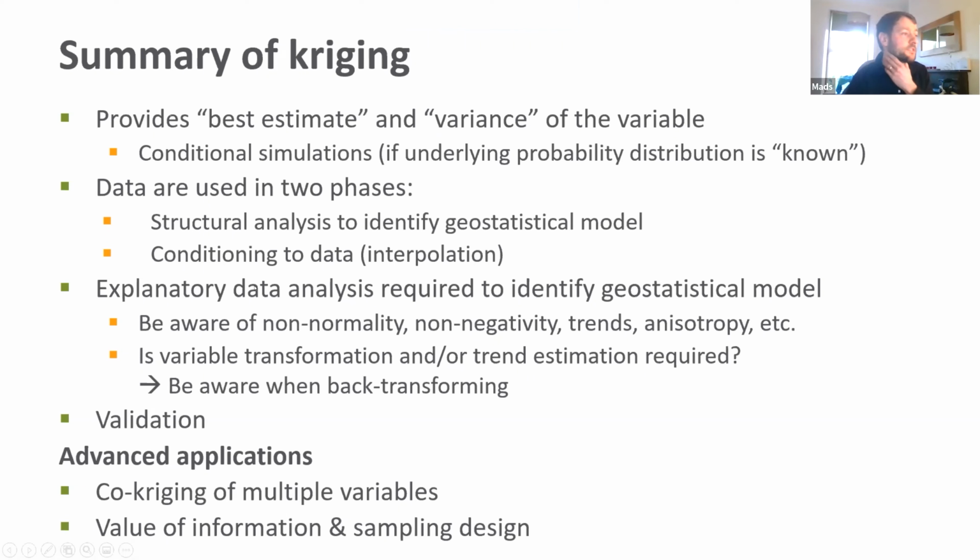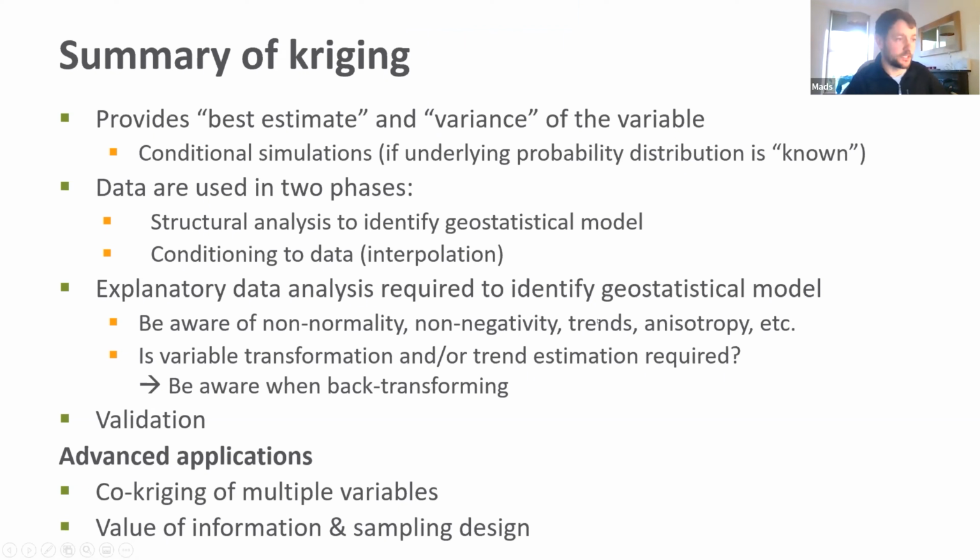The way you identify your geostatistical model is through detailed exploratory data analysis. When you do this analysis, you have to be aware of whether your data are non-normal, and whether they have non-negativity as well, since something like concentration data can't be negative. If you start doing kriging on concentrations and you're not careful with how you define your model, you can end up getting negative concentrations, or uncertainty bounds that include negative concentration. So you have to be careful with these kinds of things.